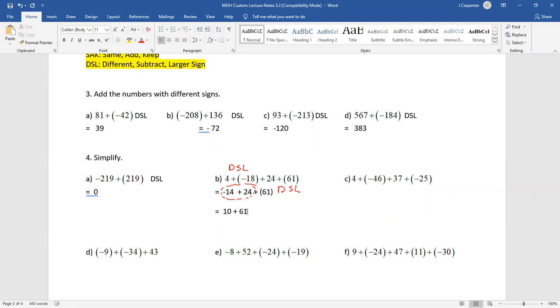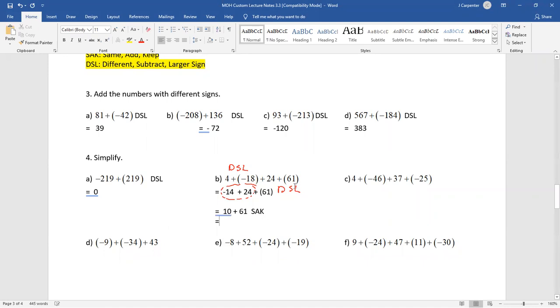That would be, we haven't seen it in a minute, SAK. Same sign, so we'll add the numbers and keep the sign. A lot of you wouldn't even think about this rule because positive 10 and 61, we would have been able to do that before today. It's 71. Well, the rule still works. Add the numbers, same sign, add the numbers, 10 and 61 is 71, then keep the sign, positive, positive, so positive.